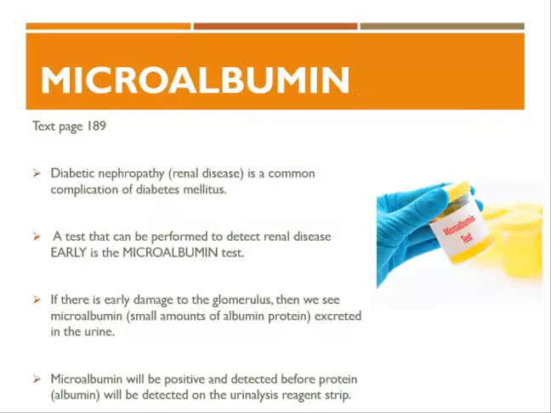Microalbumin is a test that can be performed to detect renal disease earlier on. If there is damage to the glomerulus, we will see microalbumin excreted in the urine. Microalbumin will be positive and will be detected before the protein albumin on the urinalysis reagent strip.